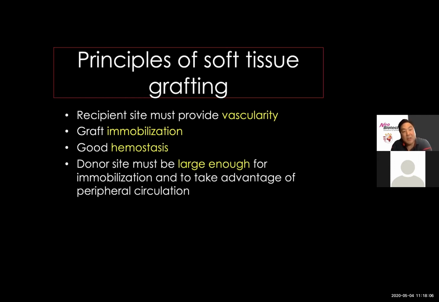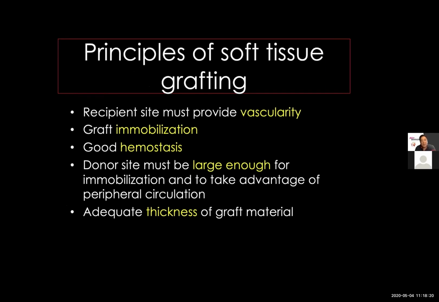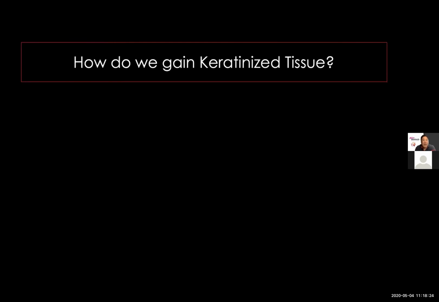You want to make sure that the donor site is large enough to account for immobilization and any possible relapse in the future. But also you want to take advantage of the peripheral collateral circulation to give it blood supply. And you want to make sure you have adequate thickness of the graft material, which we'll discuss in a little bit. So how do we gain keratinized tissue?